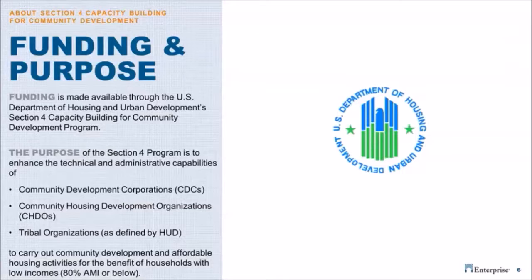So this federal funding opportunity is available through HUD's Section 4 Capacity Building Program. It's open only to CDCs, CHODOs, and tribal organizations, and HUD has a specific definition for that, to build their organizational capacity to carry out community development and affordable housing activities. And those activities will benefit households of low income, which is defined for this particular program as 80% average median income or below.